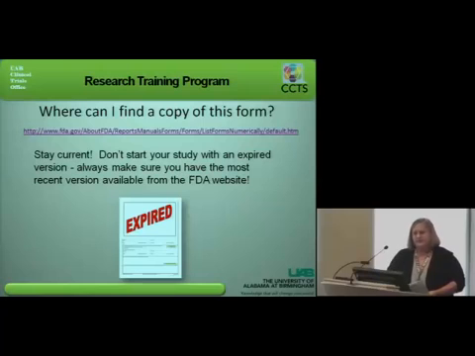Make sure that your 1572 is current and that you always have the most current information on it. Don't wait for the monitor to come to your site and say, okay, why is this sub-investigator not on here? Why are they here or not here? Just make sure that you keep up. If you have sub-investigators that come and go, make sure that you keep your 1572 current.